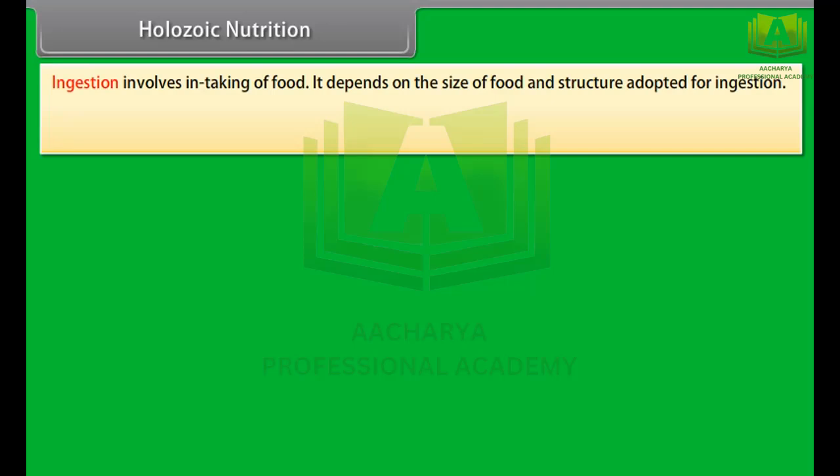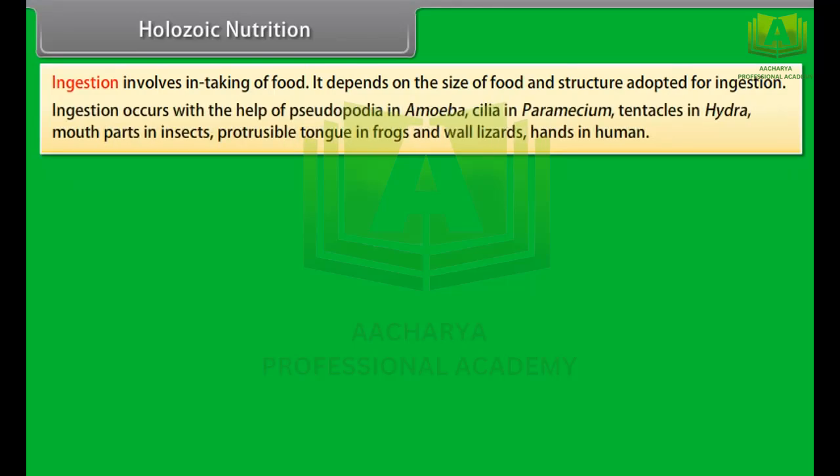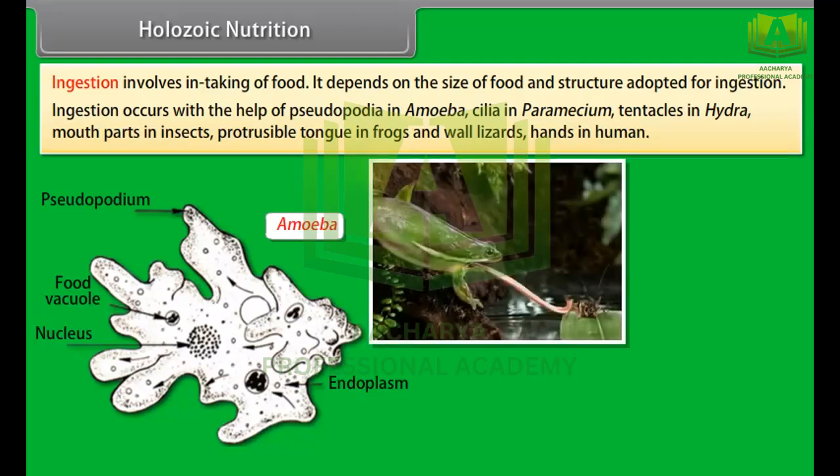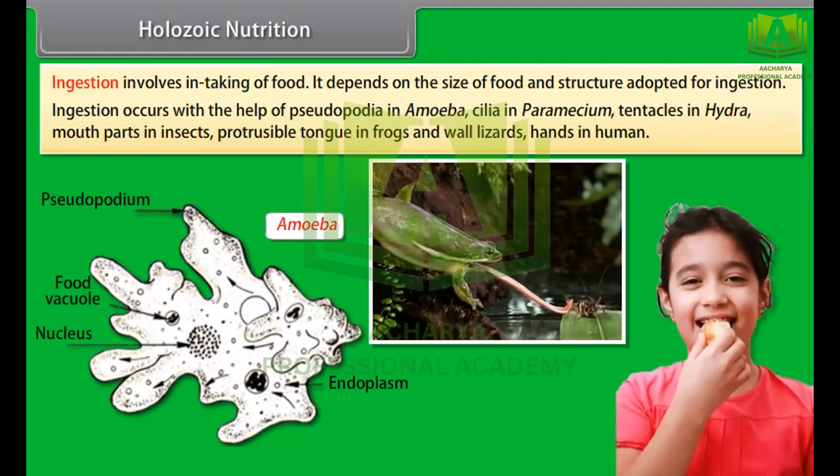Ingestion involves intaking of food. It depends on the size of food and structure adopted for ingestion. Ingestion occurs with the help of pseudopodia in amoeba, cilia in paramecium, tentacles in hydra, mouth parts in insects, protrusible tongue in frogs and wall lizards, hands in human.